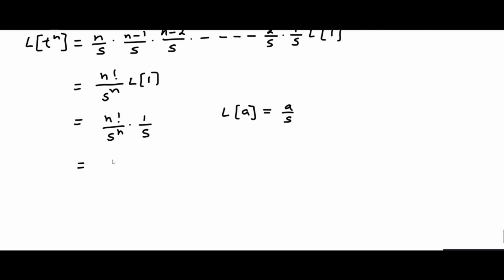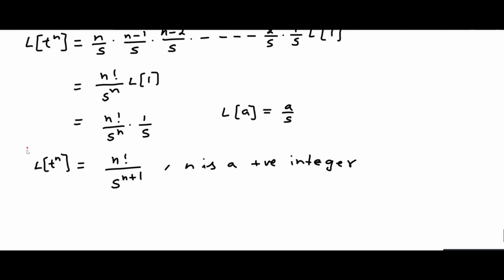Or further, if I rewrite this, it is n factorial divided by s power of n into s, which will be s power of n plus 1. Therefore the Laplace transform of t power of n will be equal to n factorial divided by s power of n plus 1. This is the particular result when the value of n is a positive integer.